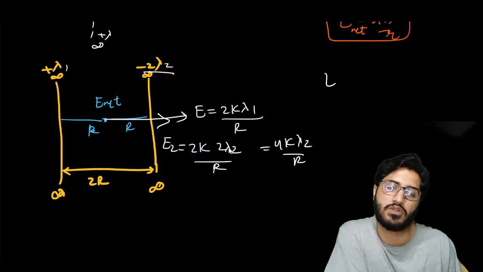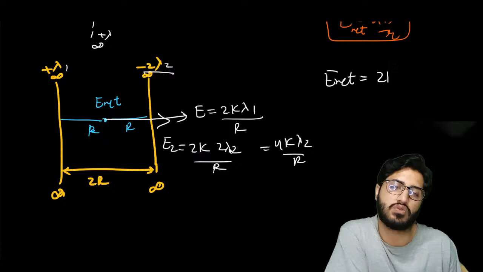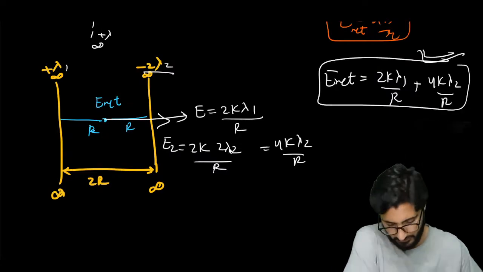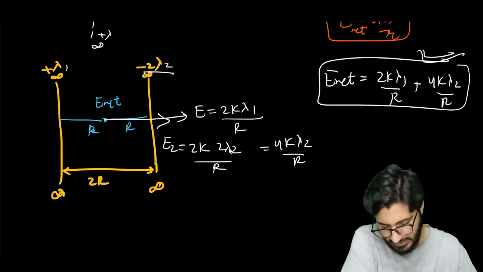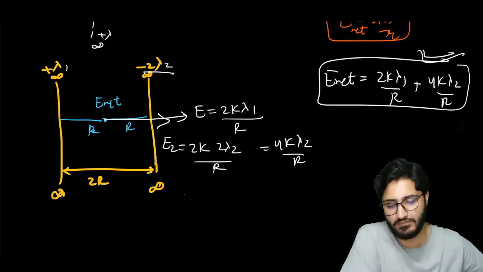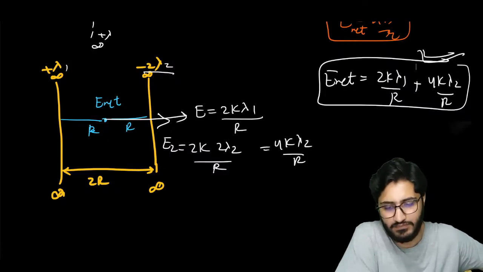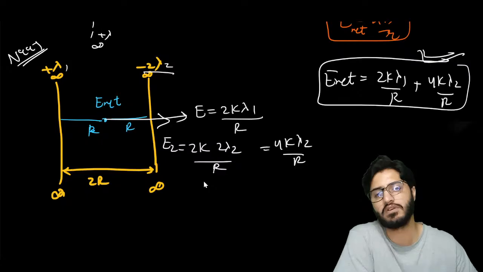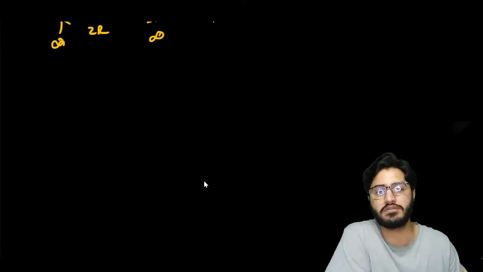So what will be E net? E net equals 2k lambda 1 by r plus 4k lambda 2 divided by r. This is my E net. Done? And it is a NEET PYQ, right? Let's do one more numerical.